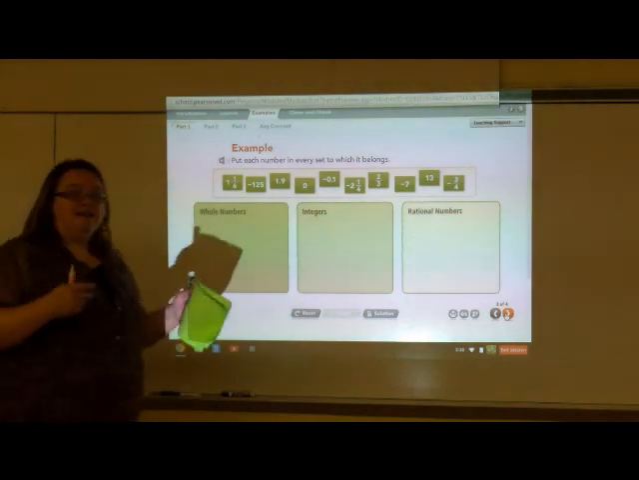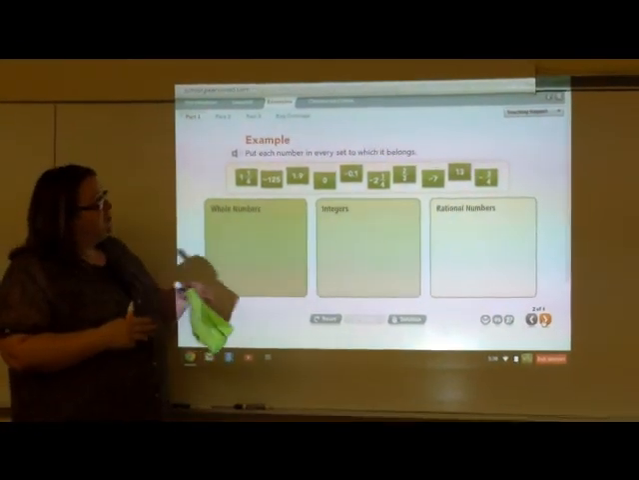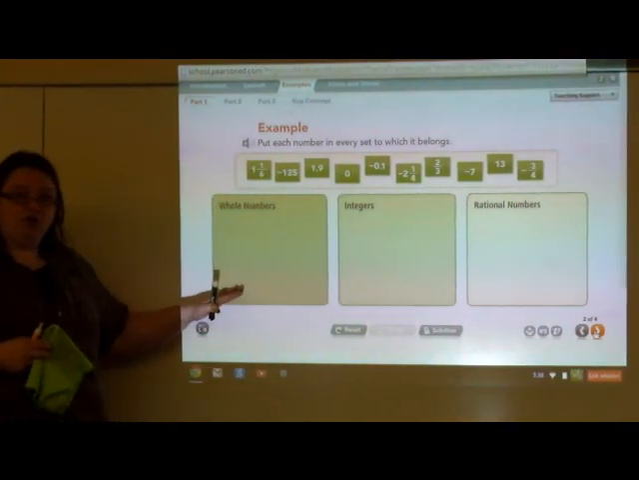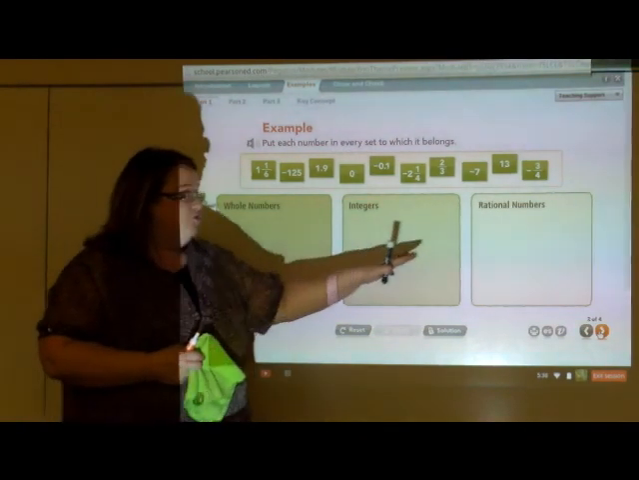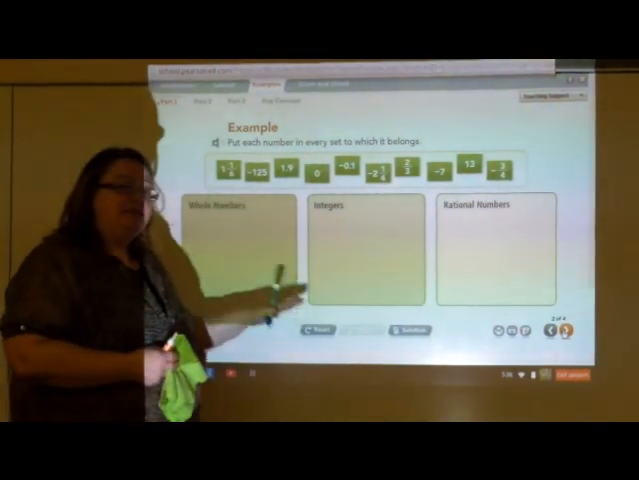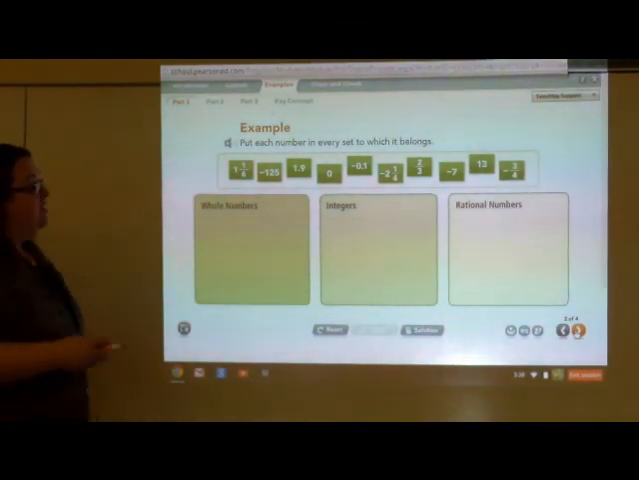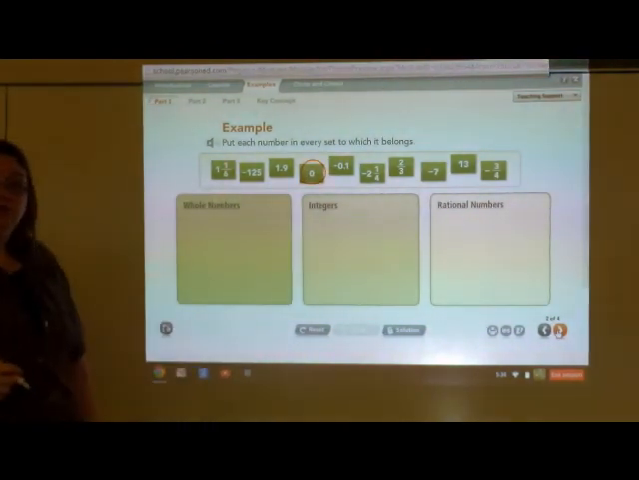Okay, so hopefully you've gotten down your notes and you took those examples. Now you're going to be asked to place each one of these numbers into the category. Is it a whole number, an integer, or a rational? You want to get it into the most specific case. So let's pick 0. I'm going to work 0 with you.